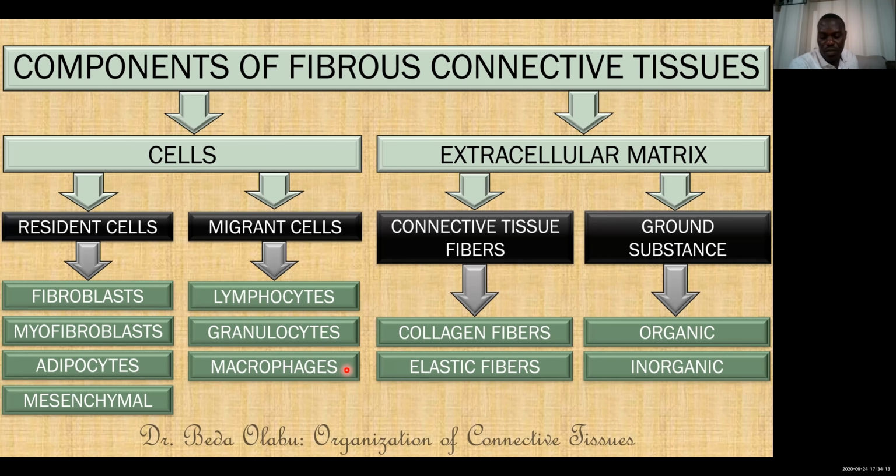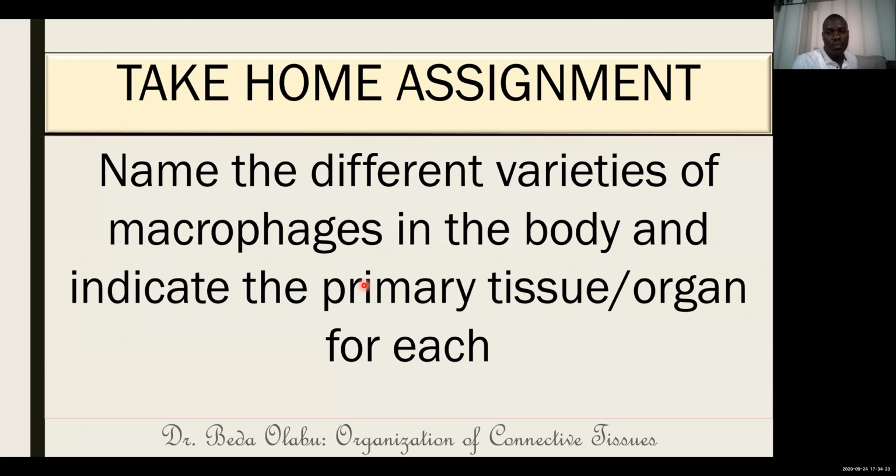And that brings me to the assignment I want to give you. This will be your take-home assignment. You can write it down. You will name different varieties of macrophages in the body, and you'll indicate the primary tissue or organ in which each is found. For example, you say that we have histiocytes. That is one variety. The tissue here is fibrous connective tissue. Now you'll name the others and say where they're found. It will be nice to have a list of maybe 8 to 10, then you'll have done your assignment well. You'll do that at home in your own time. I'm not marking, it's yours.